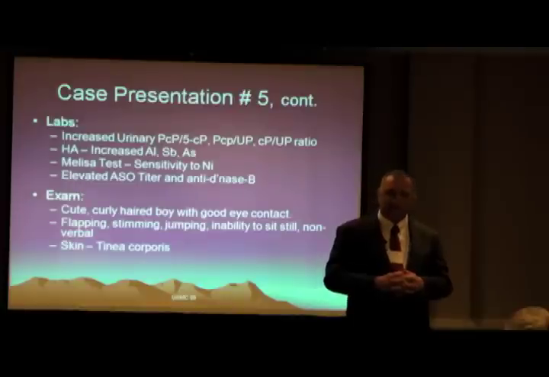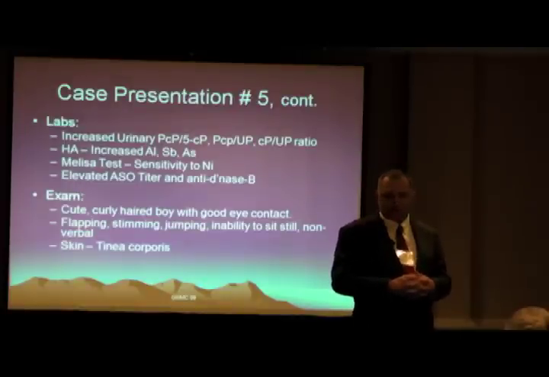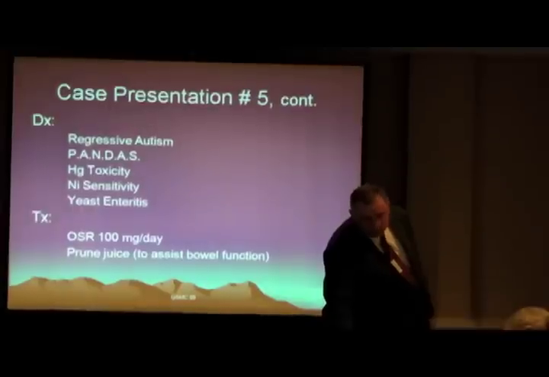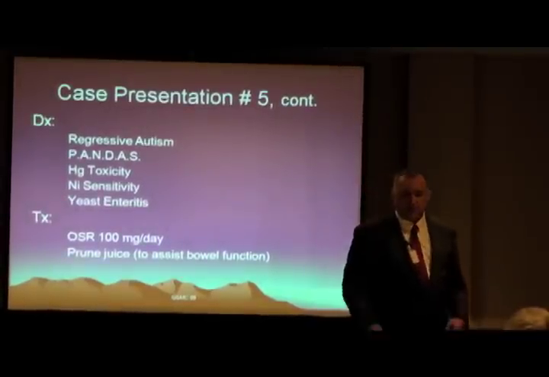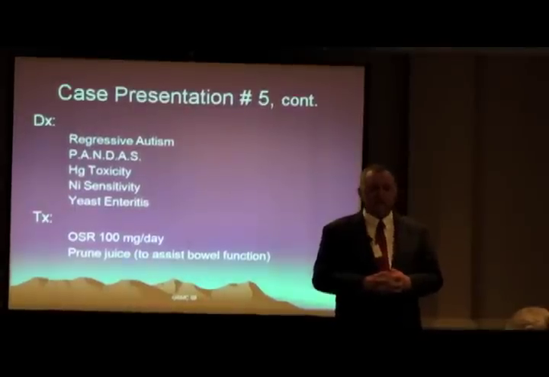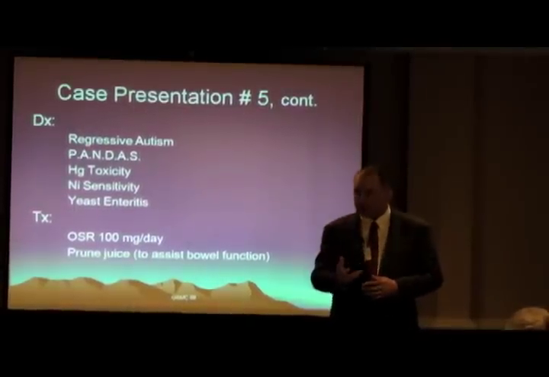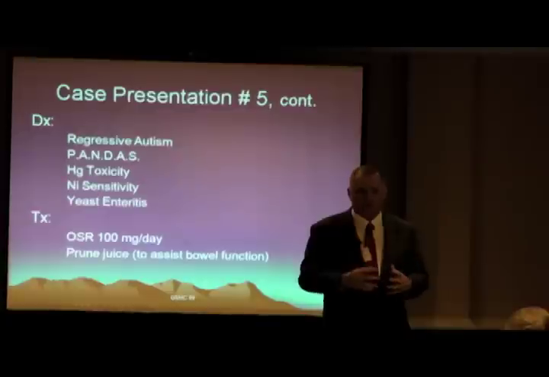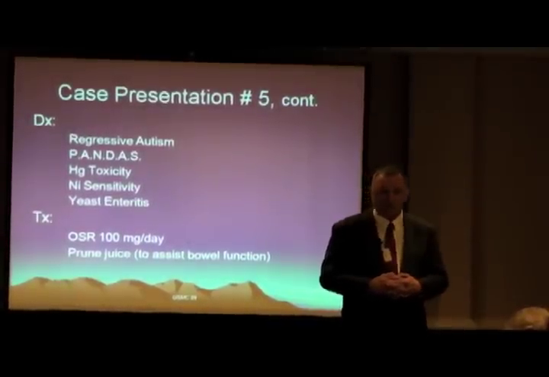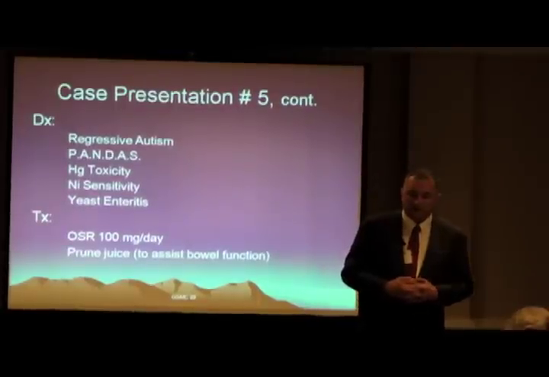He was flapping, stimming, jumping, unable to sit still, completely nonverbal. And on his exam, he just had some tinea corporis, which is a fungal infection on the skin. His diagnoses were regressive autism, PANDAS, I mentioned, which is an autoimmune reaction caused by strep that can actually affect brain function as well, mercury toxicity, nickel sensitivity, and yeast enteritis. He was treated with OSR, 100 milligrams a day, and we put him on prune juice.